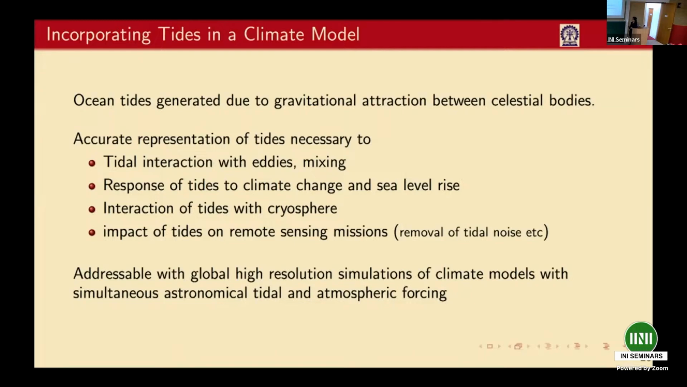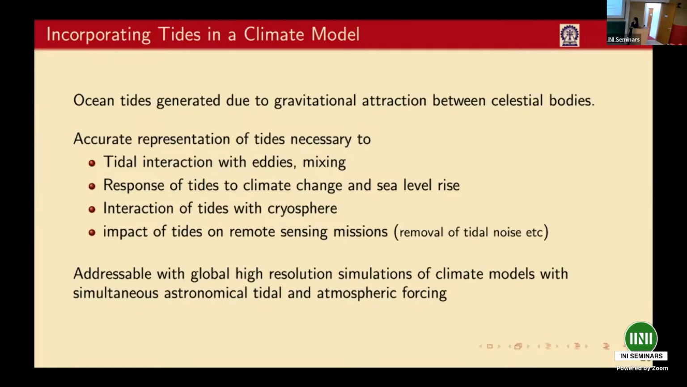Tides, of course, are important because of their interaction with eddies and tidal mixing, and the response of tides to climate change as we have sea level rise. Also, the interaction of tides with the cryosphere is important, and so is the impact of tides on remote sensing missions, that is, to remove tidal noise and so on. Now, most of these questions are actually addressable if we have a very high resolution simulation of a climate model with simultaneous tidal forcing and atmospheric forcing.